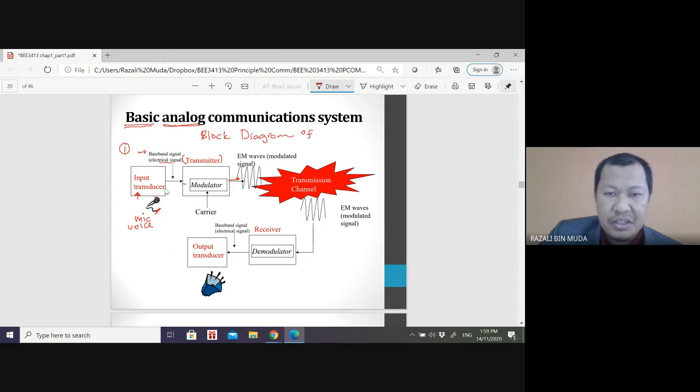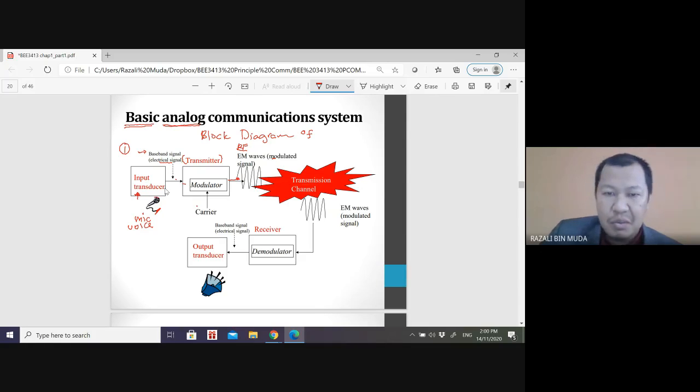In this case, this signal is an electromagnetic wave. Just now we have seen RF, radio frequency. This is EM, electromagnetic wave. So the output of this modulator is an electromagnetic wave, which is the modulated signal. Modulation is the process of combining the carrier signal with the baseband signal. So baseband plus carrier becomes the modulated signal. This modulated signal is transmitted into the transmission medium.